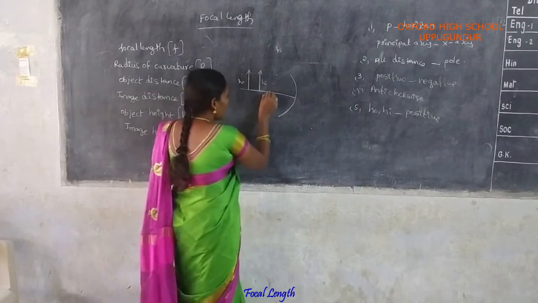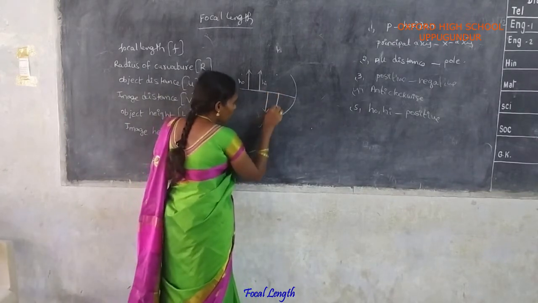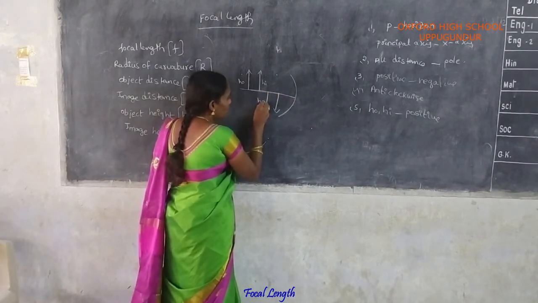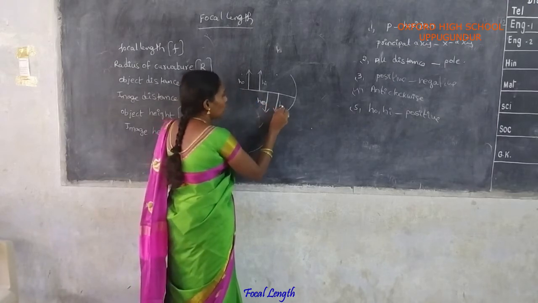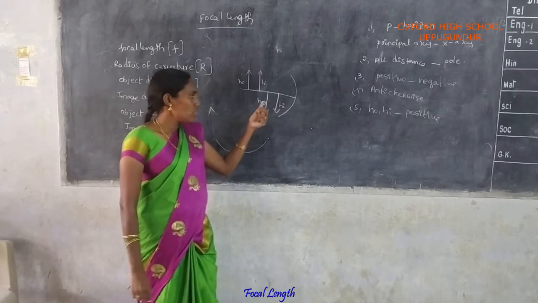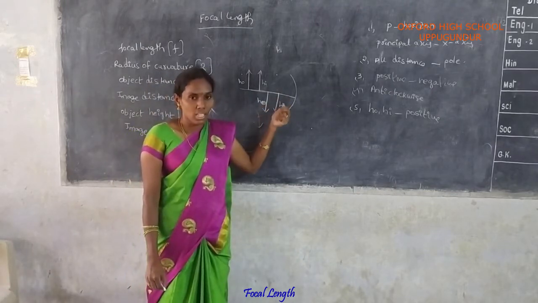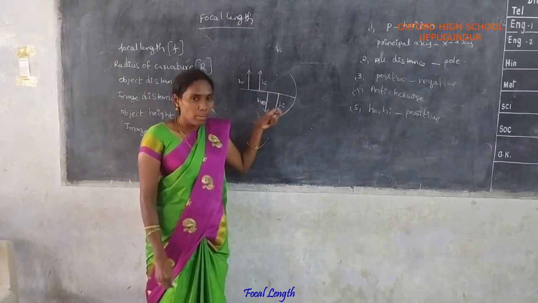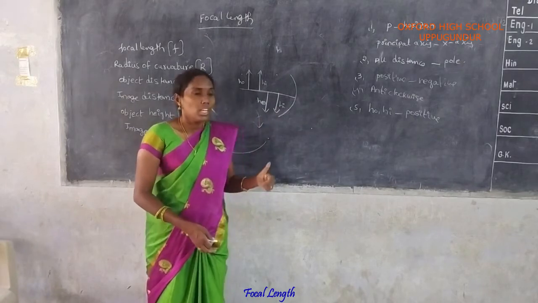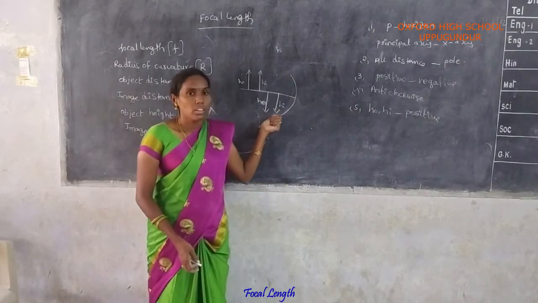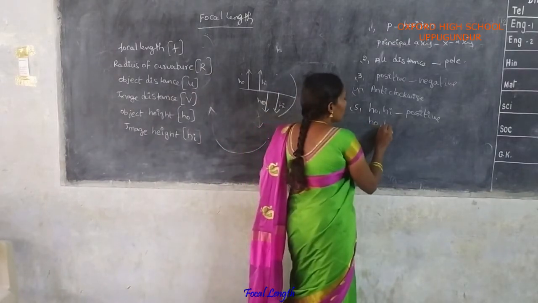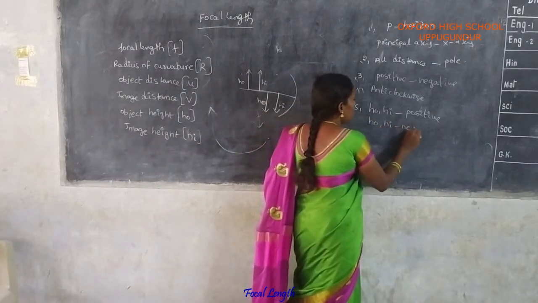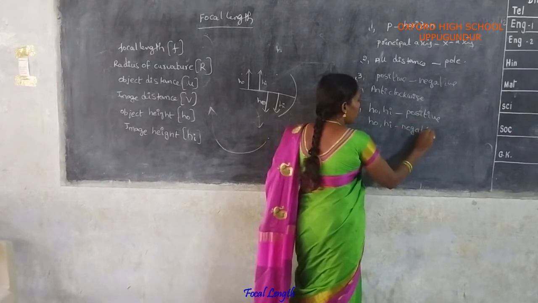If the object height and the image height are below the principal axis, they should be taken as negative. This is the object height and this is the image height. Both are placed below the principal axis. In that case, the object height and the image height should be taken as negative.